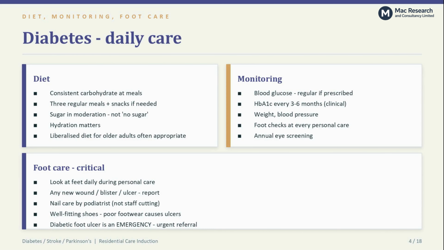HbA1c. The long-term glucose marker, every 3 to 6 months in clinical reviews. Weight and blood pressure regular. Foot checks at every personal care, which we will come to. Annual eye screening through the Diabetic Eye Screening Program.